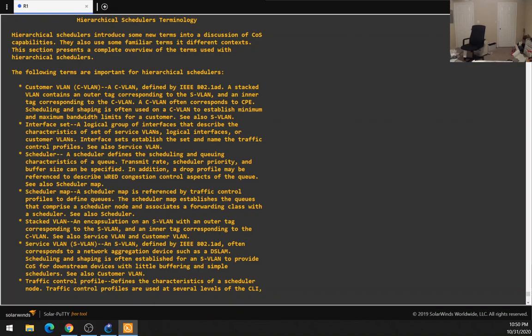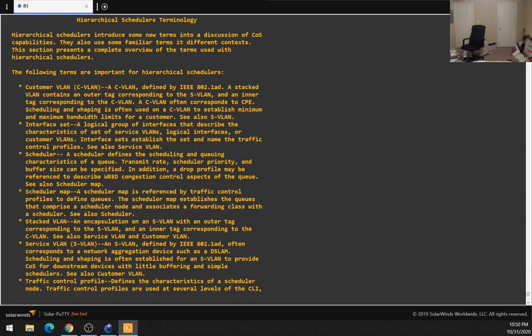Okay, so the first term that's important is customer VLAN, CVLAN. A CVLAN defined by IEEE 802.1ad. A stacked VLAN contains an outer tag corresponding to the SVLAN and an inner tag corresponding to the CVLAN. A CVLAN often corresponds to CPE. Scheduling and shaping is often used in a CVLAN to establish minimum and maximum bandwidth limits for a customer. See also SVLAN.